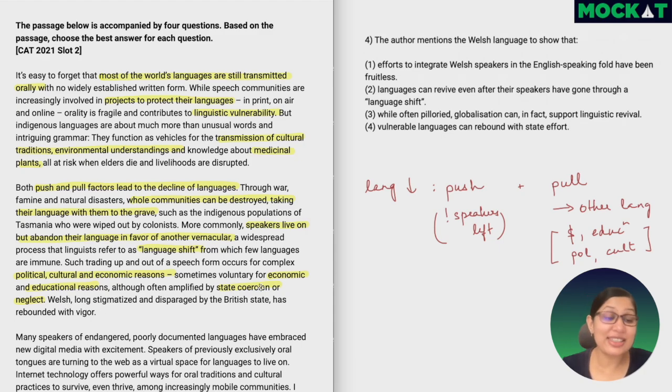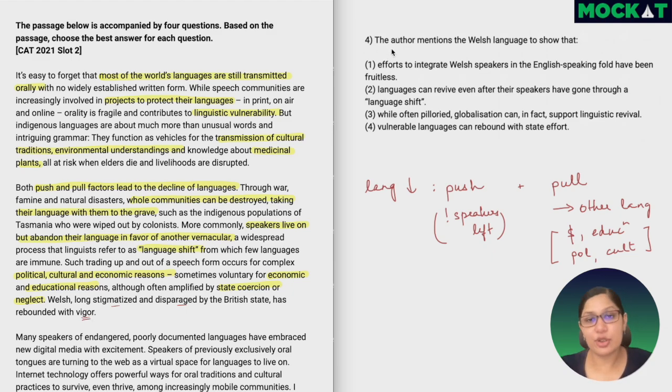If you see, it's in two parts. One is the state coercion or neglect part. It was something which the British government actually stigmatized and disparaged. So they criticized the language, and anybody speaking Welsh, it was taken like a stigma. It was like a negative thing. So this was done for long, but now it has rebounded with vigor, right? So for a long time, the state coerced people to probably speak English, given that it's a British government. But now it has actually rebounded. People have gone back to speaking Welsh.